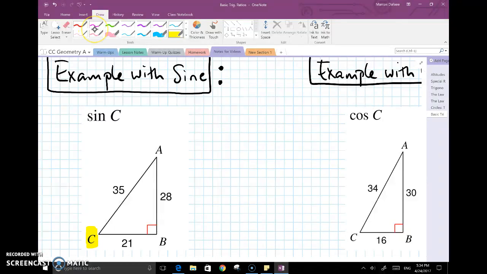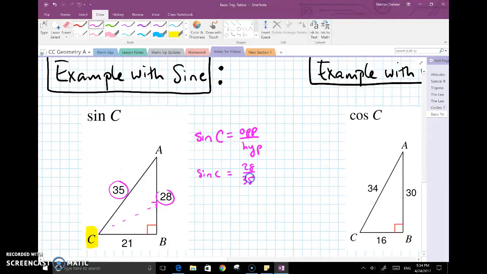Being that this is sine means that I will have to set it up as the sine of C being opposite over hypotenuse, which means that the sine of C would then be 28, which is opposite if you trace the steps, and the hypotenuse would be 35. So 28 over 35. Now 28 divided by 35 is actually 0.8. So the sine of C would be 0.8.